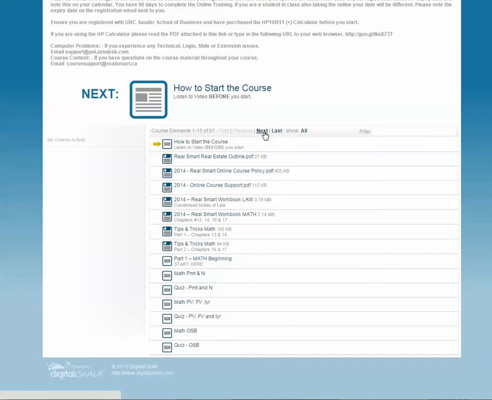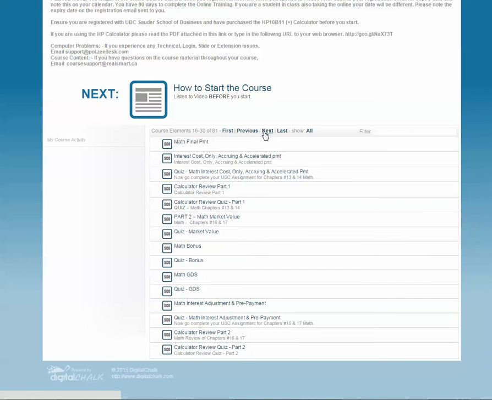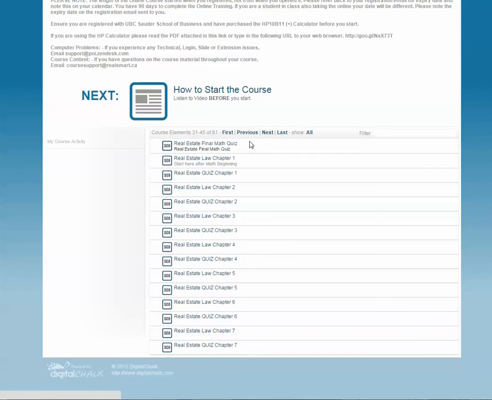Then they just hit next. Next is like turning the page, and you'll see all the rest of the math is there. We divided the math into part 1, chapters 13, 14, and then 2 calculator reviews, and then part 2, chapters 16, 17. And then you hit next again, and you'll see now that they actually have a final math quiz of all the chapters. Here we have all the math. Here we have all the law chapters.